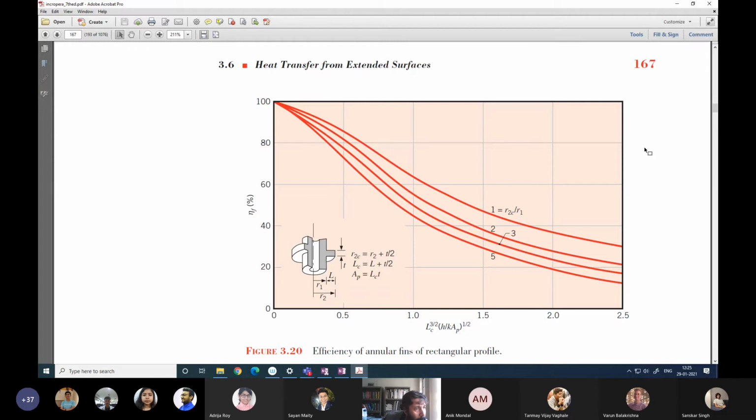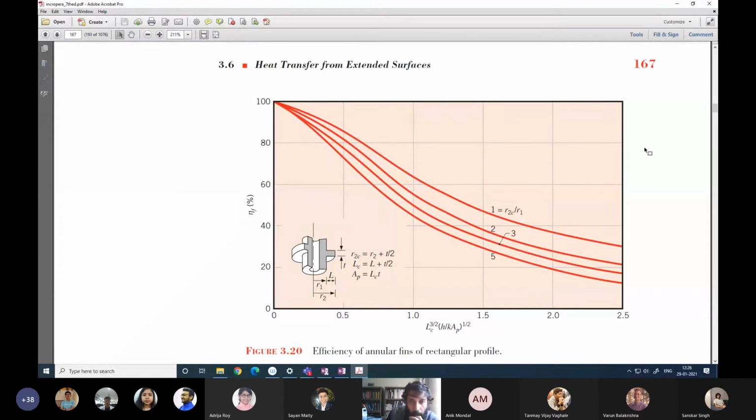So R1, okay, this is a 3 centimeter OD pipe and 6 centimeter outer diameter. So R1 is 3 centimeter radius... R2 is 3 centimeter. t equals 0.1 centimeter. R1 equals 1.5 centimeter.